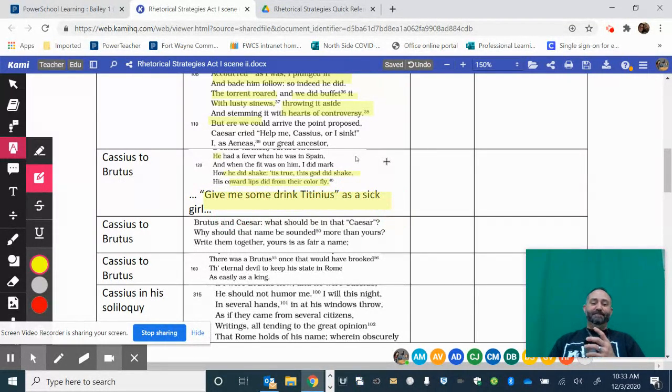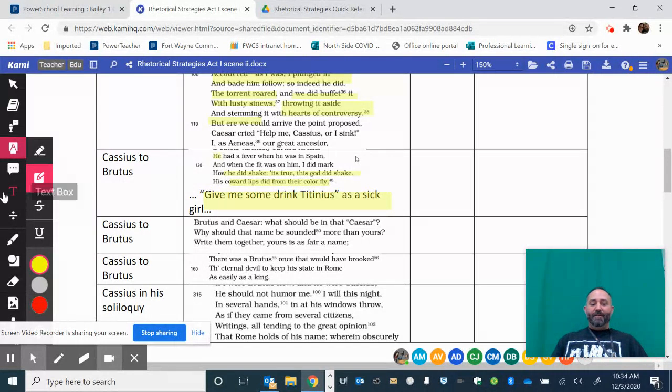Right? Let me get this straight. Caesar had a seizure, which actually, I don't know if you know this, seizures are actually named after Caesar because he's the most famous epileptic of all time. But he had a seizure in Spain, and he had a fever, and his lips got really white, and then he started talking like a girl, like, "Give me some drink."